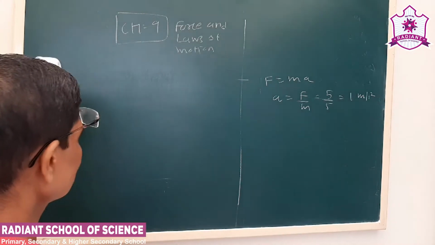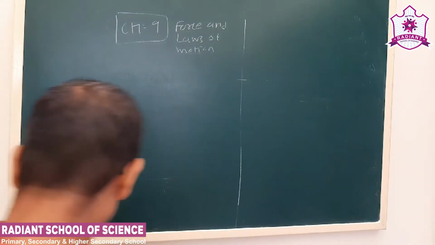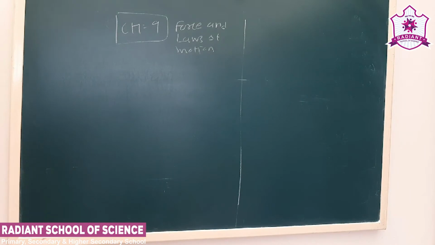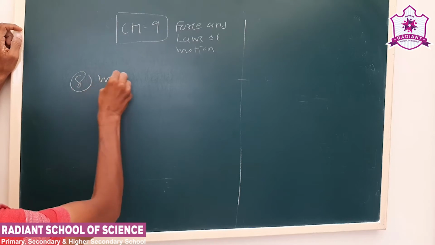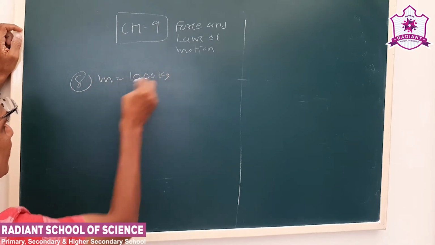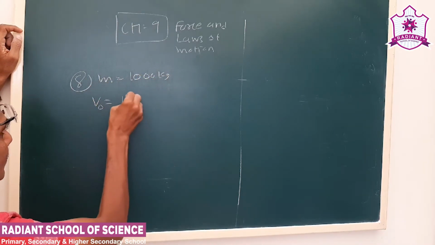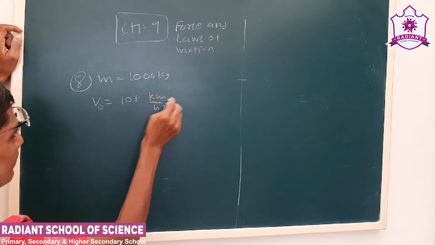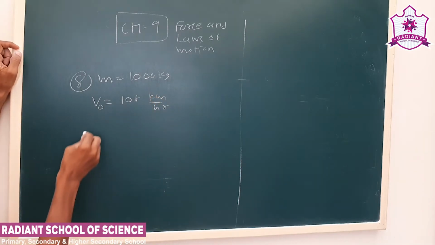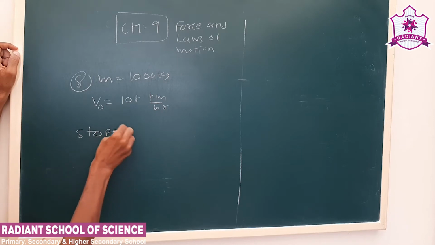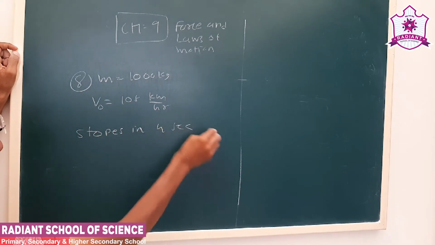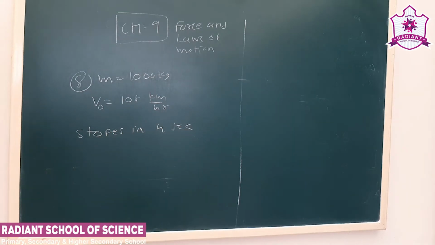See our next question. A motor car of mass 1000 kg, moving with a velocity of 108 kilometer per hour, stops in 4 seconds. What will be the force acting on it, that is the braking force, or retardation force?